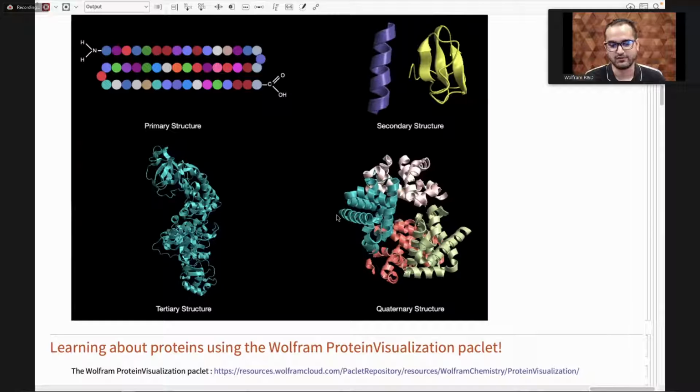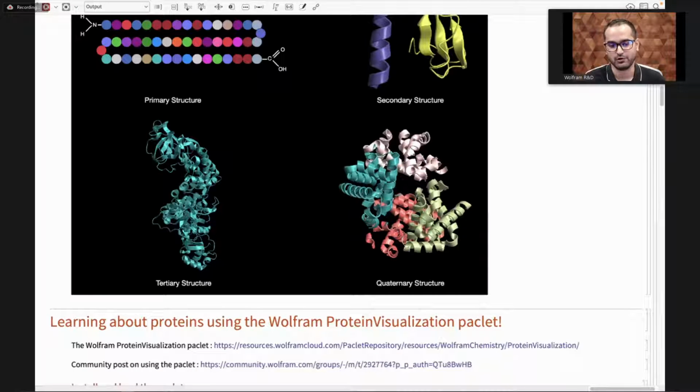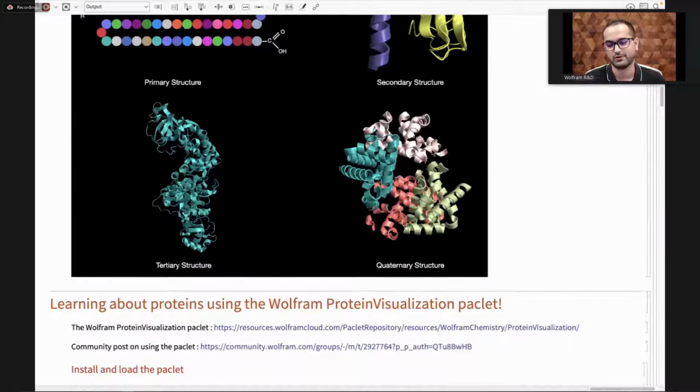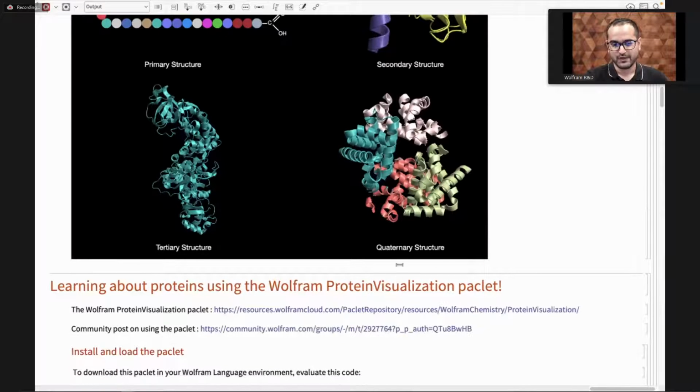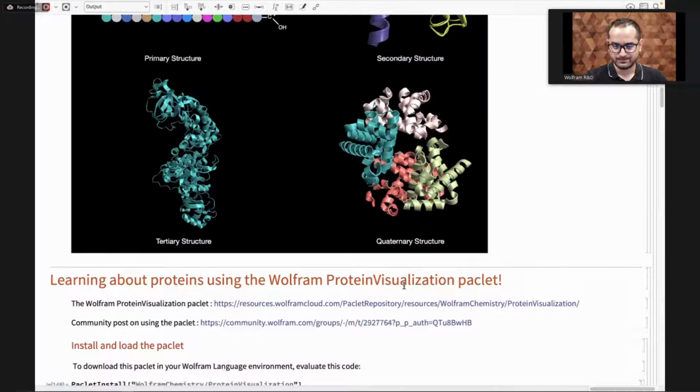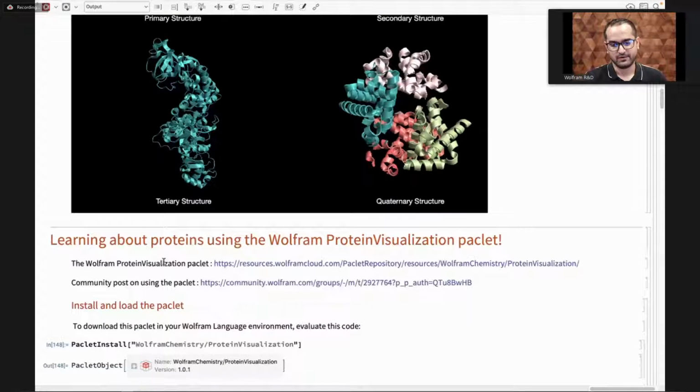These are all created in the Wolfram Language using the BiomolecularPlot3D function, which I'll talk about in a second. So now let's move to using the protein visualization Packlet in the language. As you can see, the Packlet link is here. You can go to the Packlet and see in-depth documentation about the individual functions that I will talk about today.